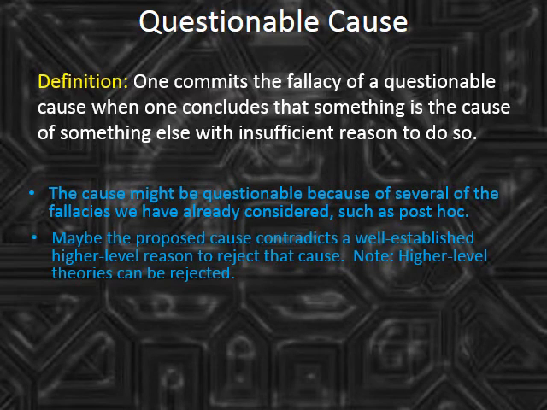Maybe the cause postulated contradicts a well-founded higher-level reason to reject that cause. Of course, higher-level reasons can themselves be rejected, but if we have a well-supported higher-level reason, then we need to have good evidence to overturn that claim. If I come home and find that my house is a mess, angry gremlins might be the cause of it. But given that I have a lot of higher-level reasons not to believe in critters such as gremlins, I could probably reject that as a cause unless I had a very good reason to reconsider it, such as maybe finding one of them caught in a mousetrap.